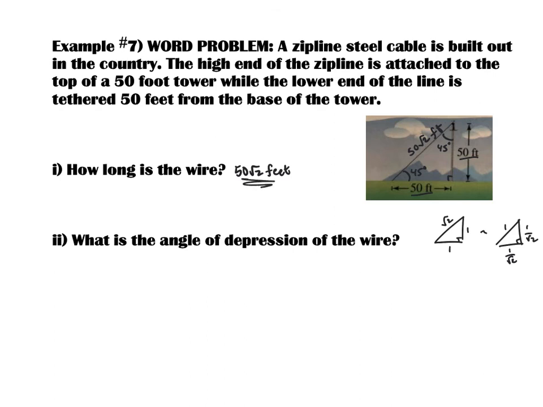Okay, what is the angle of depression of the wire? Okay, now, this is interesting. The angle of depression is not this angle. The angle of depression is this angle. But it just so happens that they are congruent. So this is our angle of depression. This right here is our angle of elevation. Angle of depression will be 45 degrees.